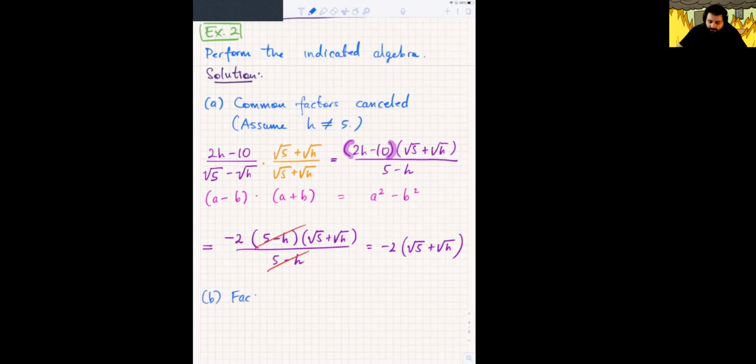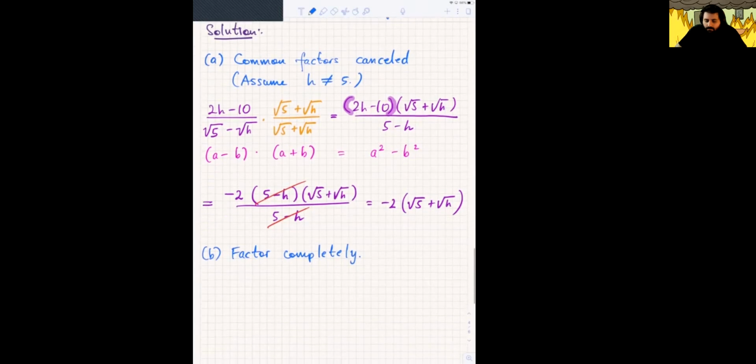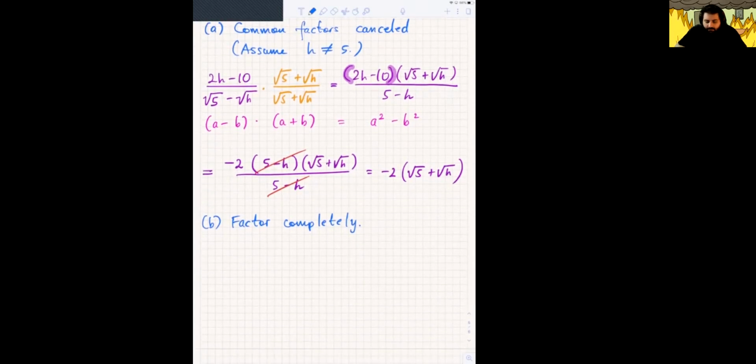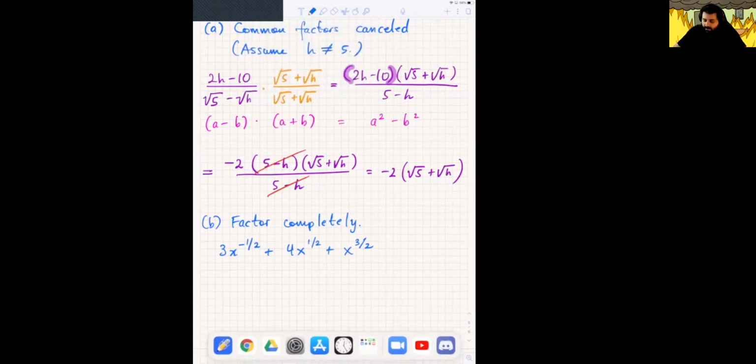All right, let's continue with the algebra. I'm trying to get in a lot of examples today because this is supposed to be review. Factor completely. Okay, so factor that completely. Again, I'll give you about 90 seconds to do that.